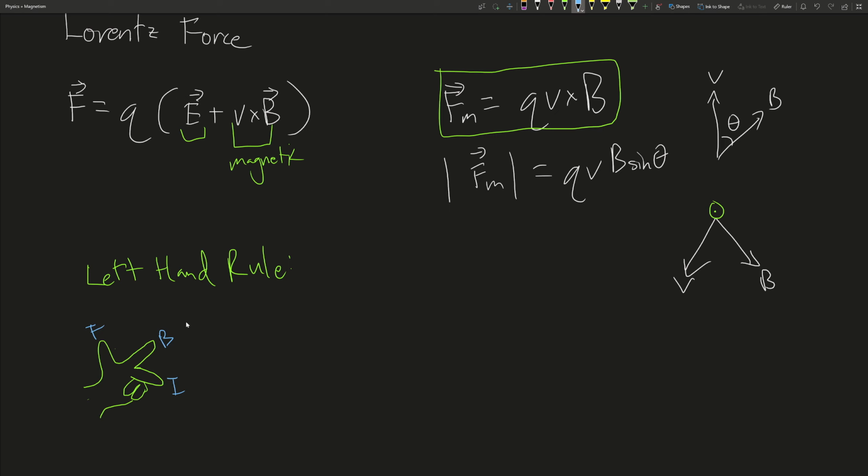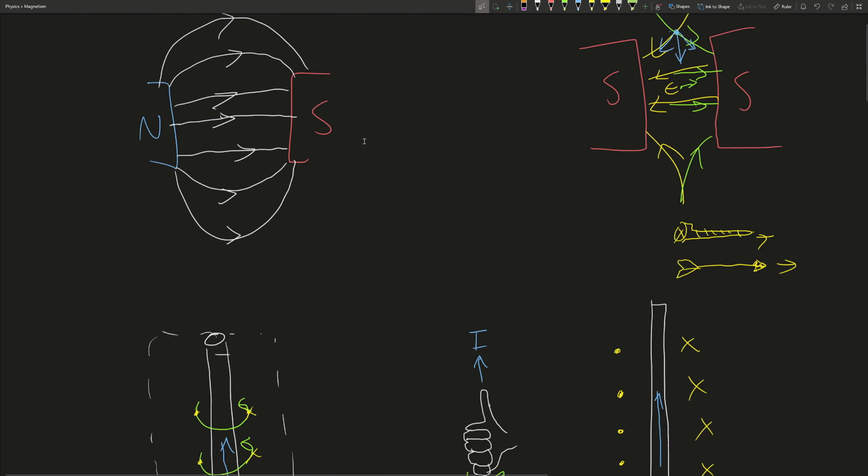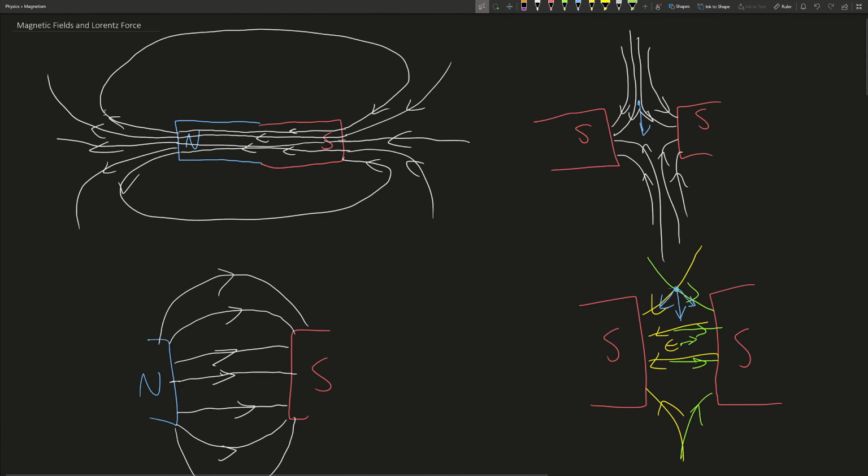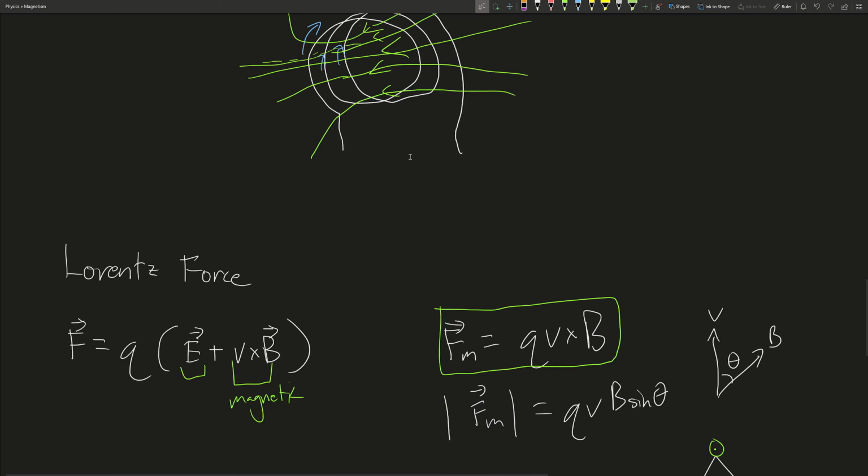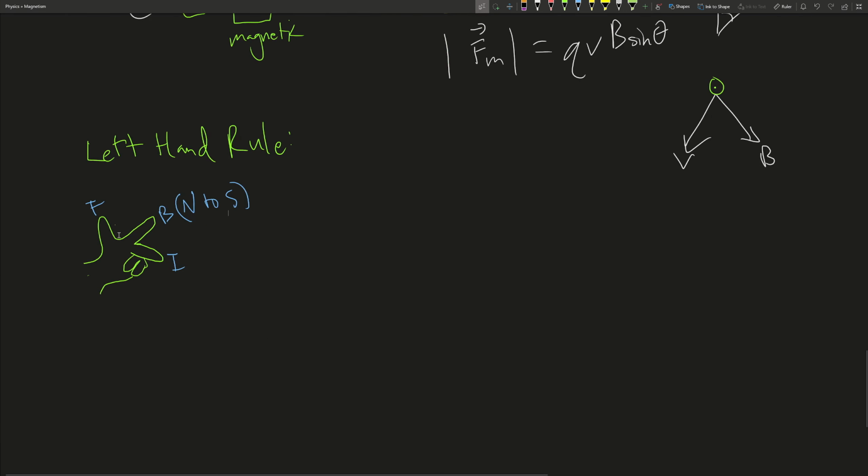And so this B is from north to south. So it's in the same direction as the arrows on these magnetic field lines. So up here, if we're looking at the left side of this, B would be to the left. In this whole picture, over here and here it'd be to the left, but over here it'd be to the right, since it follows the same direction as the field lines. So the magnetic force is going to be in the direction of FBI, or it'll follow FBI, or the left hand rule.